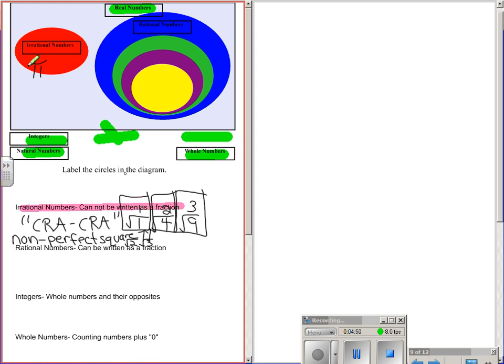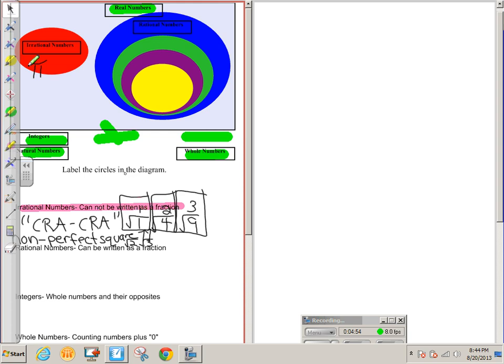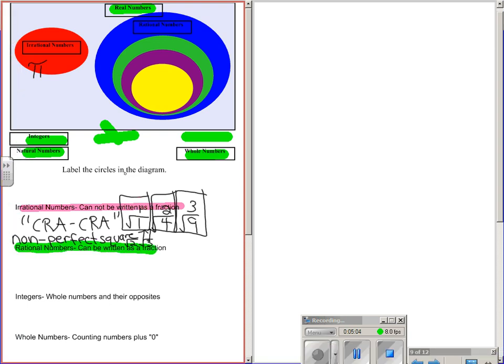Moving on to rational. Well, if irrational numbers cannot be written as a fraction, guess what? That is a definition of rational. It can be written as a fraction. So make sure that you have written down that it can be written as a fraction. That's the big umbrella. Rational numbers can be written as a fraction.